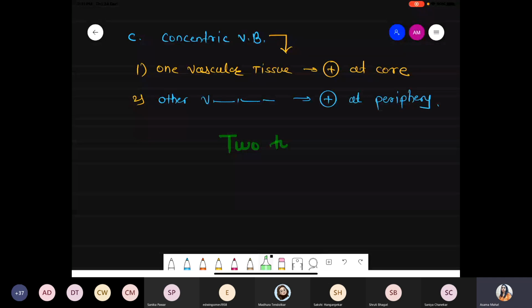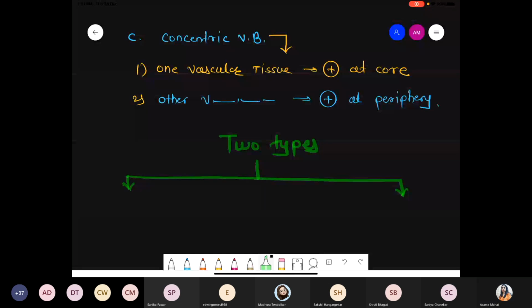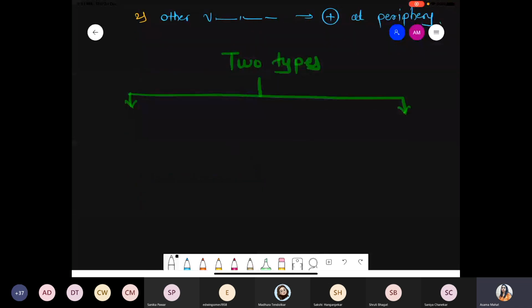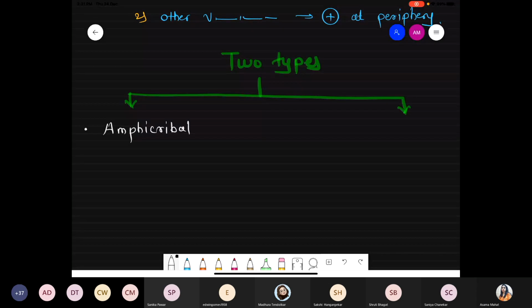They are having two types of concentric vascular bundle. First type, amphicribal. Amphicribal is also called as hydrocentric.